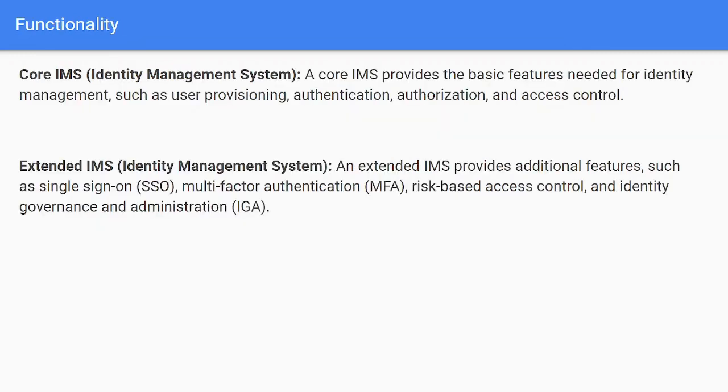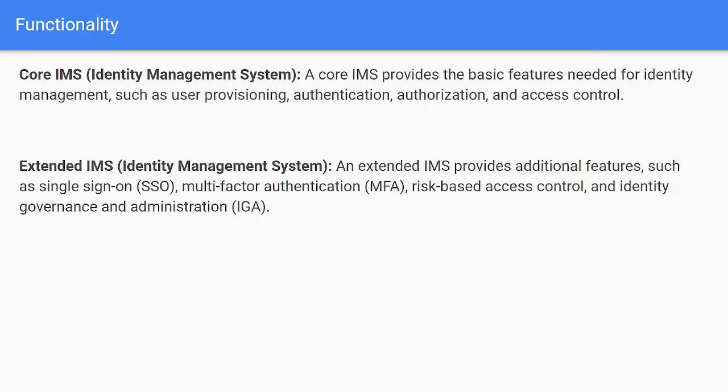So now, based on functionality: identity management systems can be classified based on deployment, based on functionality, and based on target audience. Based on functionality, we have the core IMS and the extended IMS. The core IMS provides the basic features needed for identity management, things like user provisioning, authentication, authorization, access control. So those are the basics.